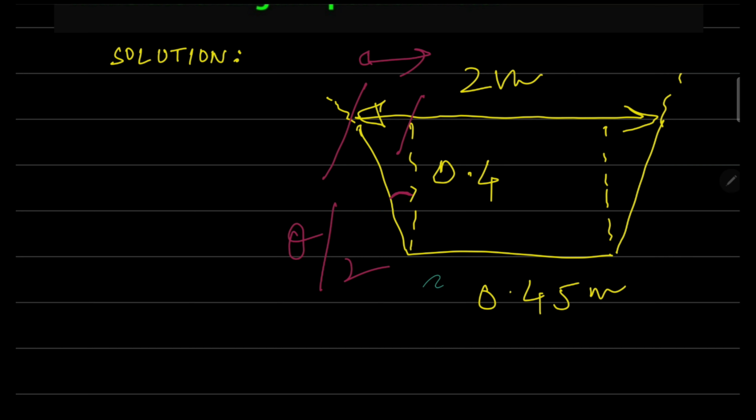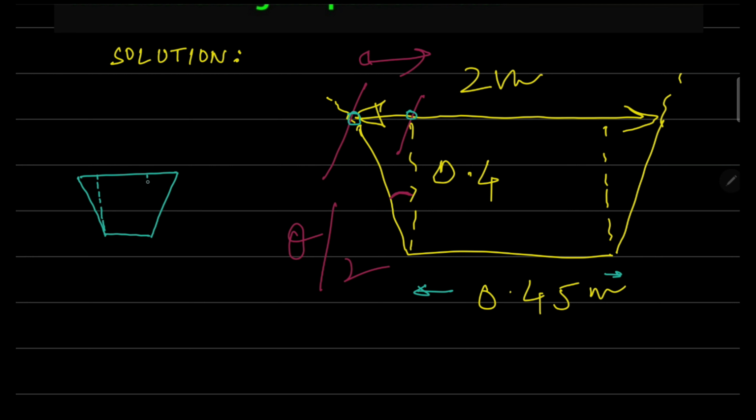So this bottom is 0.45 meter. This overall length is 2 meter. So this particular portion which is shown over there will be equal to the 2 meter plus, let's say this distance is, no. So let's redraw this thing. It will make it more clear to you. So the scenario looks like this one.